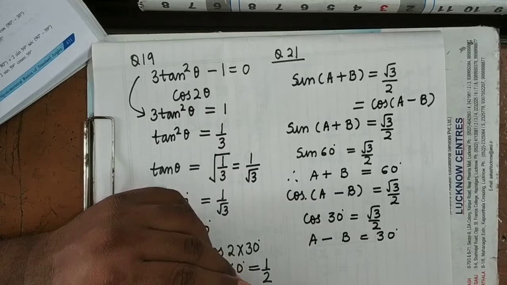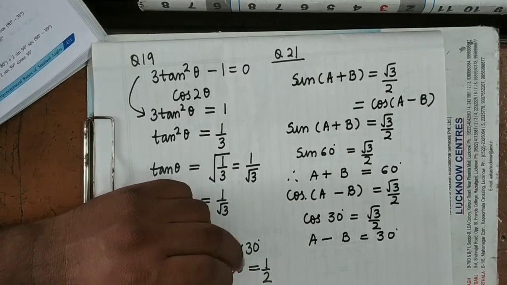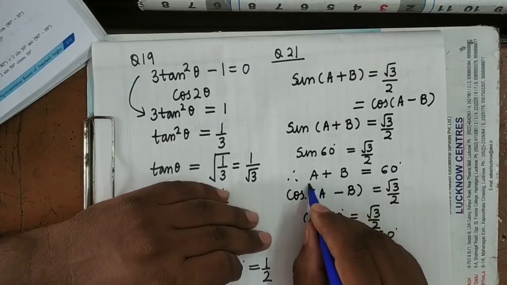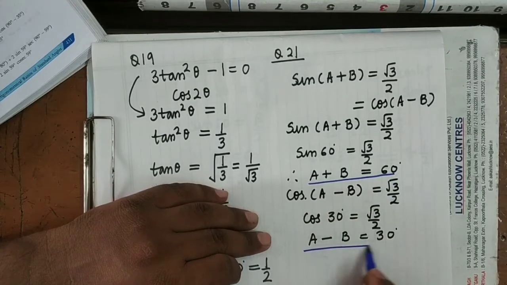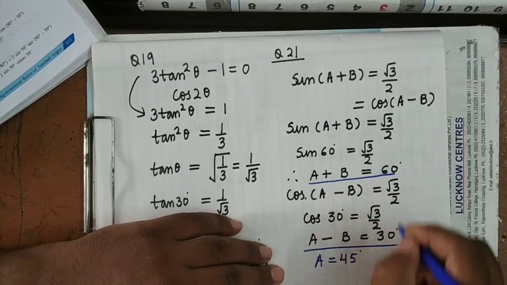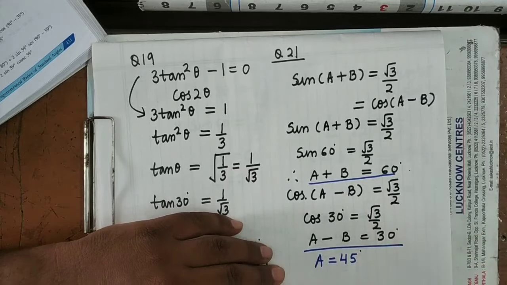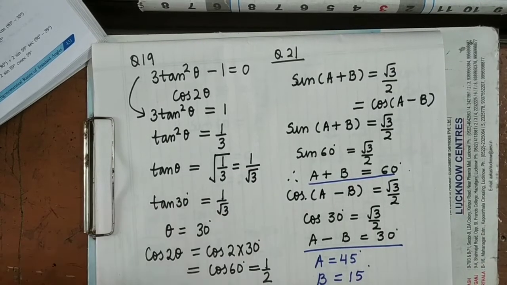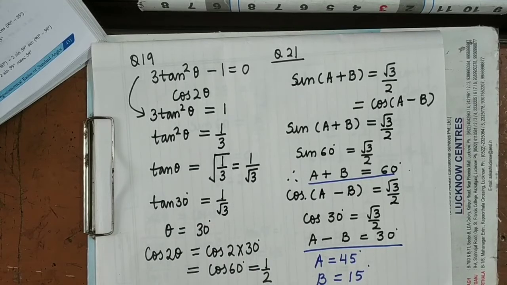Now you can solve these two equations simultaneously. When you solve simultaneously, once you add, you will get the value of A, which will come out 45 degree. Then you substitute the value of A in any one equation, B will come out 15 degree. So this way you can do this question.